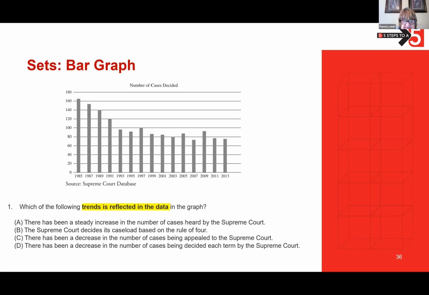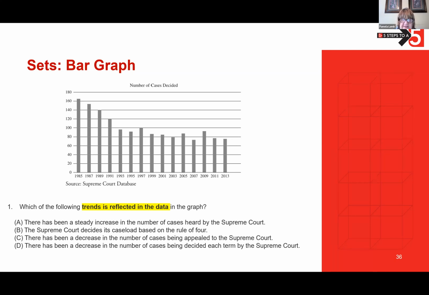The choices are: a steady increase in the number of cases; the Court decides its caseload based on the rule of 4; a decrease in the number of cases being appealed to the court; and a decrease in the number of cases being decided. This is showing cases decided. We don't know how many have been appealed based on this information, so you could eliminate C. You could also easily eliminate A, because there has not been an increase, as you can see from the graph.